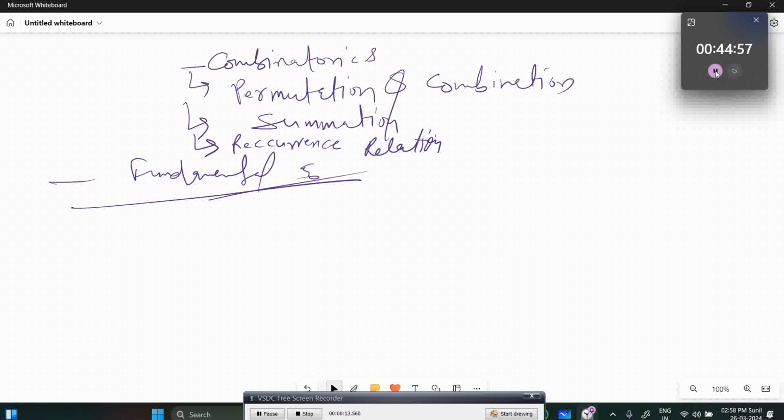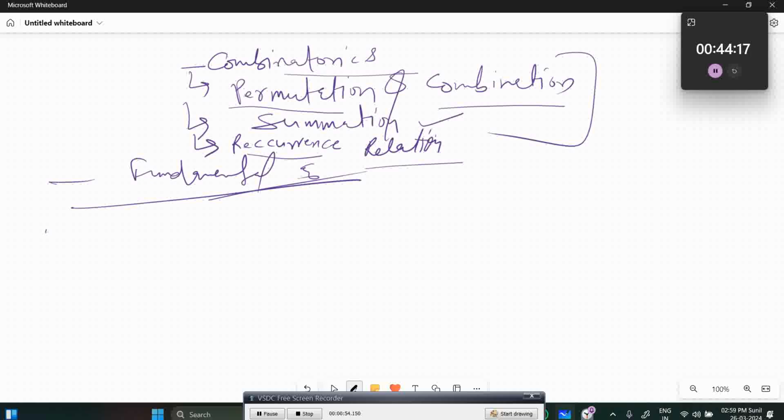Right. So in this lecture, we are introducing a new topic, combinatorics. In combinatorics, we will discuss permutations and combinations, then summation, then recurrence relations. These three topics are important, and the combination of the three makes up combinatorics. All right, so let's discuss some fundamentals.